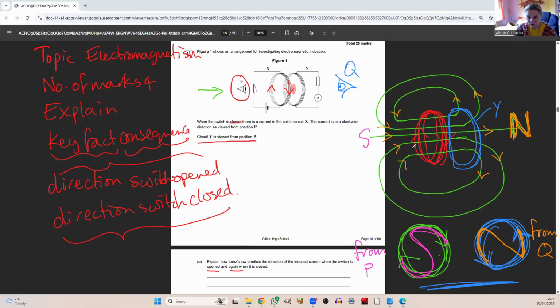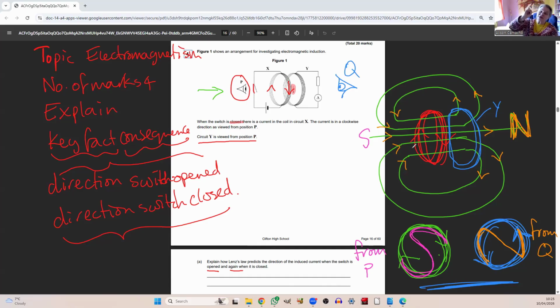When it's on and it's been on for a while, the magnetic field isn't changing, the flux linkage in the Y coil isn't changing, and you get nothing. And when you switch it off, after it's been off for a while, again, no magnetic field, no change in the flux linkage, you get nothing in Y. But when it's switched on, as the magnetic field builds, because the current is now flowing, you do get an induced EMF in Y.